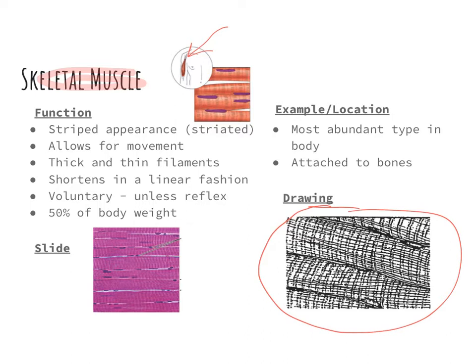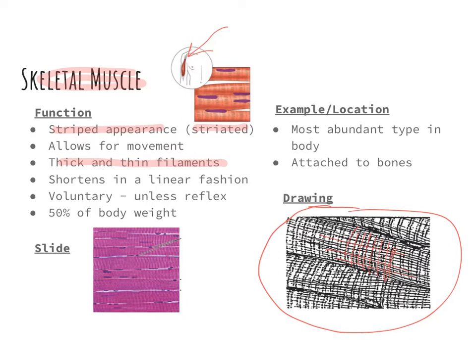And skeletal muscle, you'll notice right away when you look at that flashcard or the image, has a striped appearance. So we call this striated. If you look at the flashcard, you'll see those striations, and it gets that appearance from thick and thin filaments that exist within the muscle fiber. We'll talk more about those thick and thin filaments when we get to the muscle system unit.